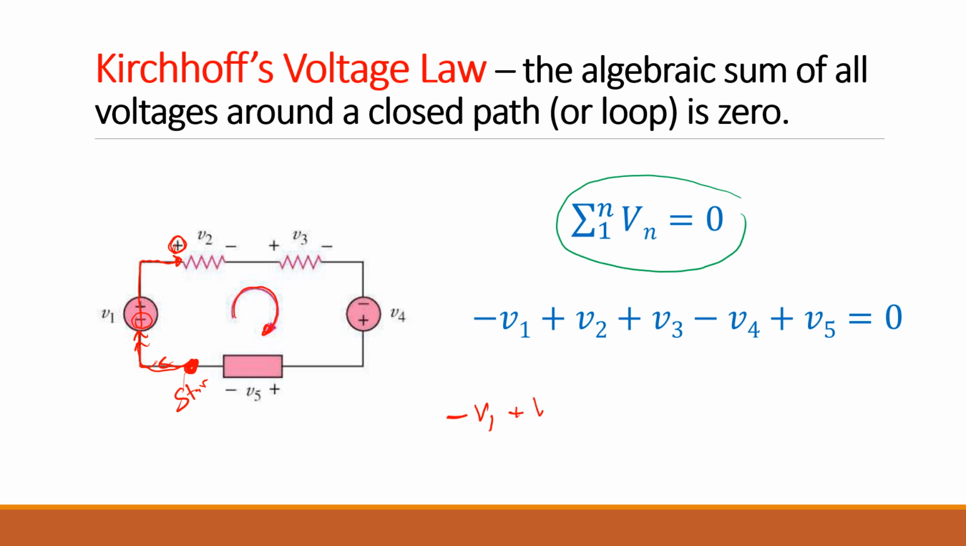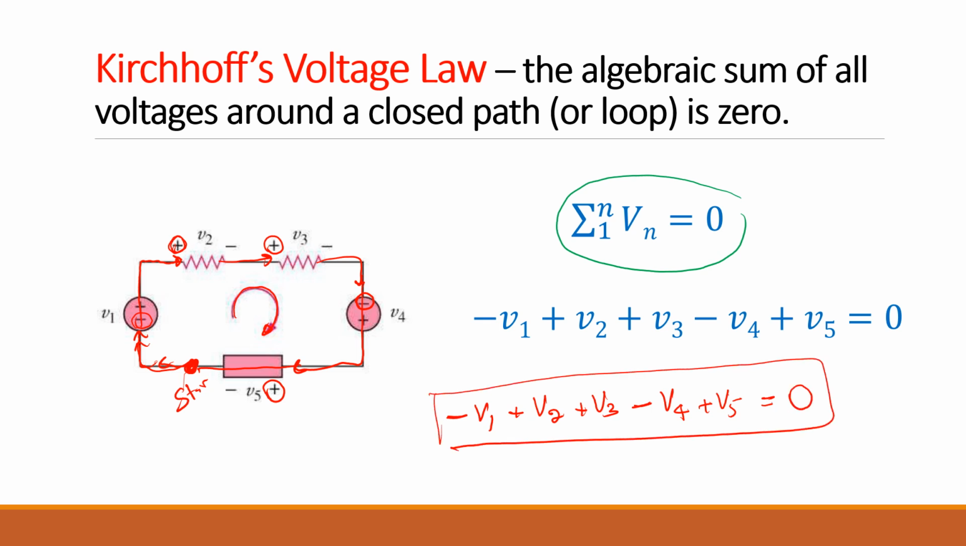So V2. Then again it is going to the positive side of V3, so V3, and going to the negative side, so it is a negative V4, going to the positive side of V5 and going to the start point. So this is a closed loop and this should be equal to 0. So we can write this equation. This is the algebraic sum of the voltages around a loop and that should be equal to 0.